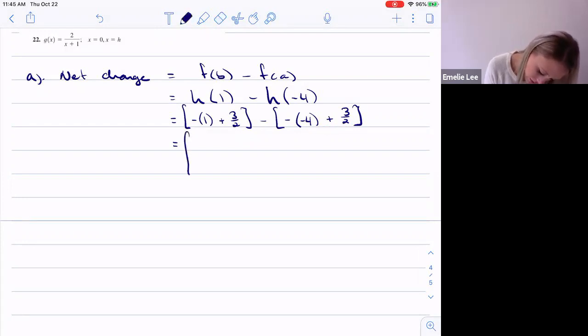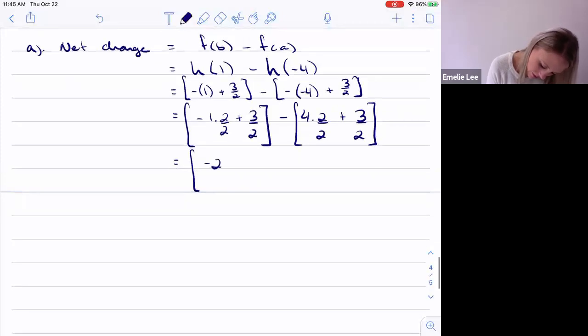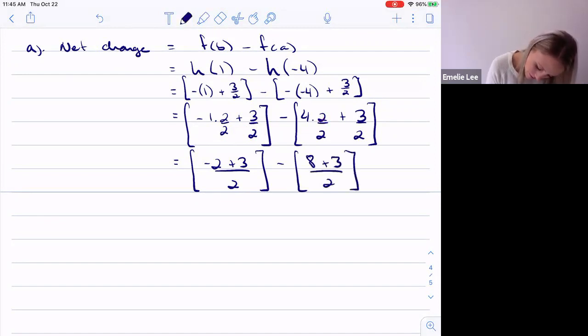So I get, I'll put big brackets, negative 1 times 2 over 2 plus 3 over 2 minus 4 times 2 over 2, right? Just forcing that common denominator by multiplying by 1, right? So I get negative 2 plus 3 divided by 2. So I'm combining the numerator and the common denominator immediately, moving a little bit faster than we're used to. 8 plus 3 over 2. What's nice about this is, again, now I'm subtracting 2 fractions, but they already have a common denominator. And so that's a little bit of work saved.